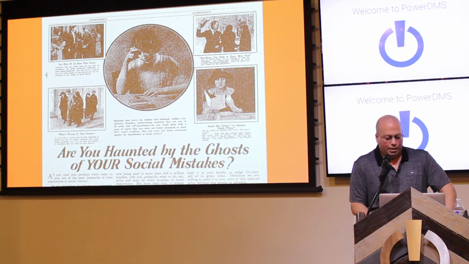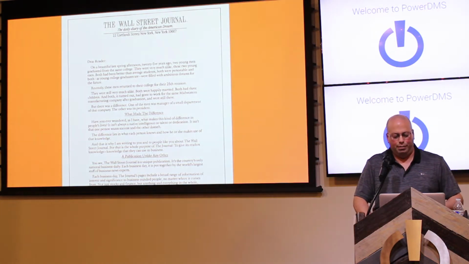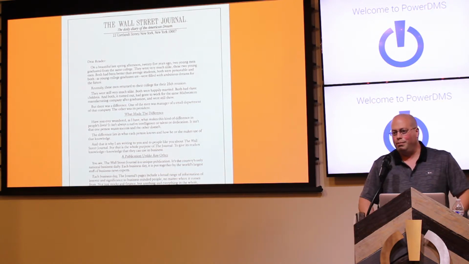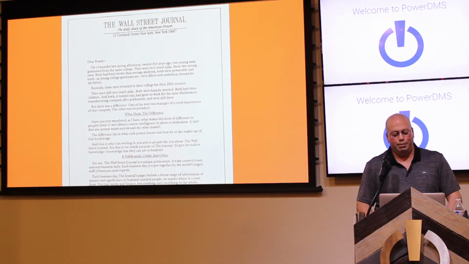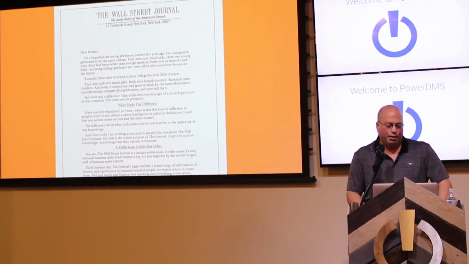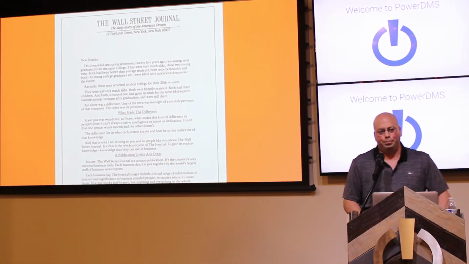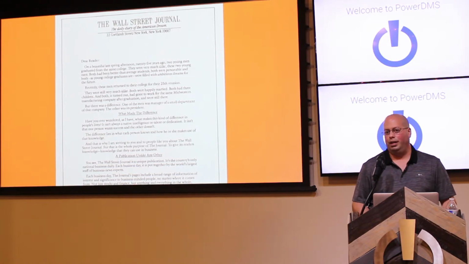This ad was a Wall Street Journal ad, and it says, "On a beautiful late spring afternoon, 25 years ago, 2 young men graduated from college." Skips ahead. "They recently returned to college after their 25th reunion. They were very much alike." Skip a few more lines. "They worked for the same company. There was one difference. One was the manager of a small department, the other was the president." And that went on to sell about $2 billion worth of Wall Street Journal subscriptions. So there's definitely a lot of power in it.